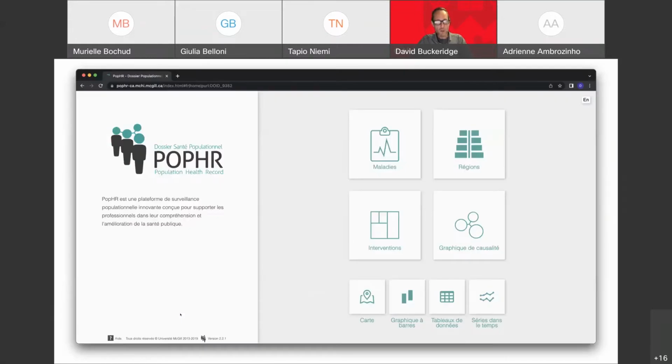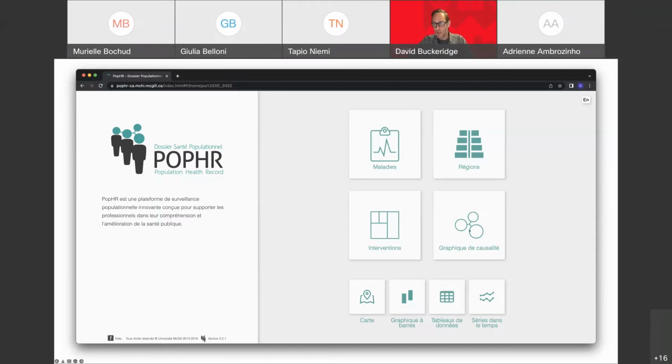So I'll just quickly show you a few screen grabs from the application, just to give you a sense of how it works. I won't spend a lot of time on this, but for those of you who are interested, this URL, pophr-ca.mci.mcgill.ca, is operational. The interface is in French and English, and so you can switch back and forth. In the top right corner here, you can see the button that allows you to do that. And we'll just go through a few examples so you can get a sense of how we have so far incorporated that knowledge into the presentation of indicator information.